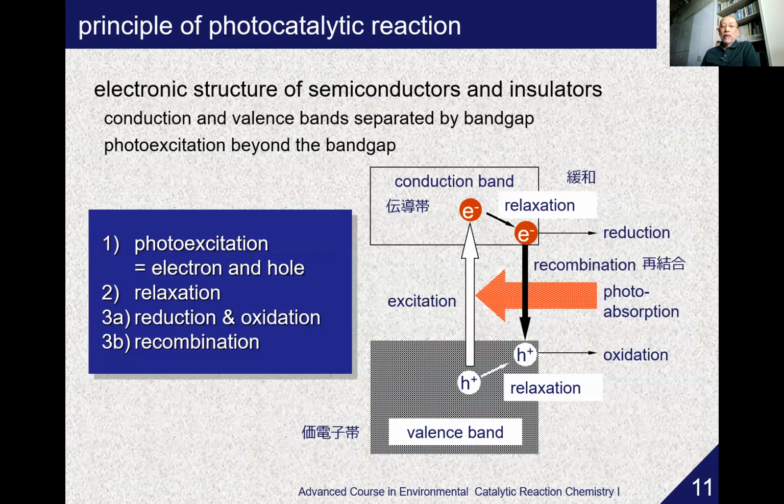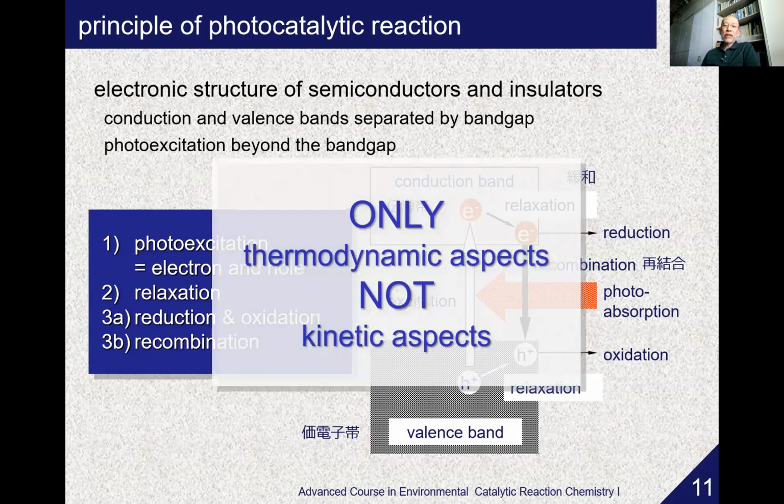However, the paper tells us such a reaction can be driven if, in this scheme, the conduction band electron can reduce something and the positive hole in the valence band can oxidize something. So by using this scheme, it is possible to drive many types of reactions under photoirradiation of semiconductor photocatalysis. And the important point is that this is just a thermodynamic aspect and does not include the kinetic aspect.